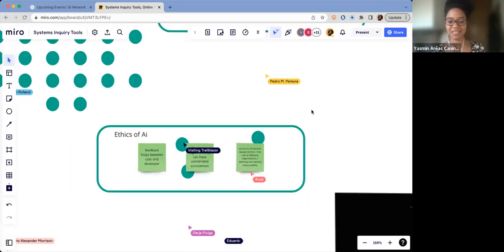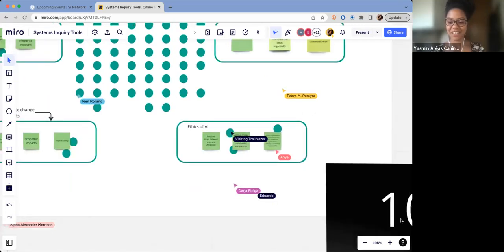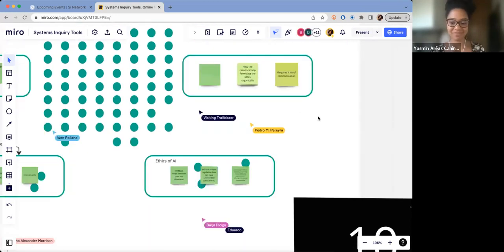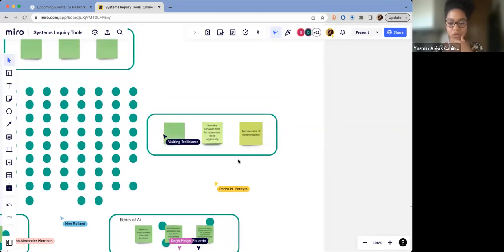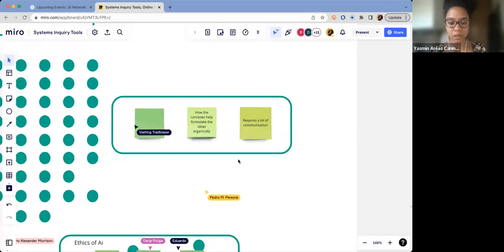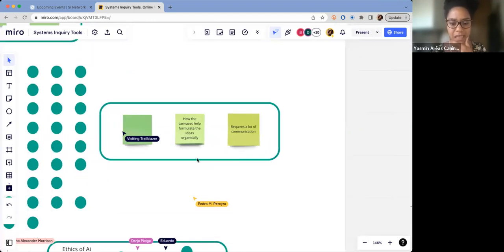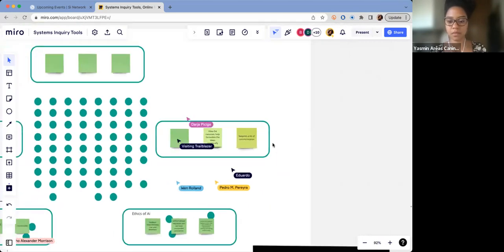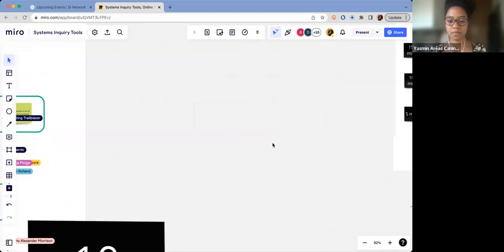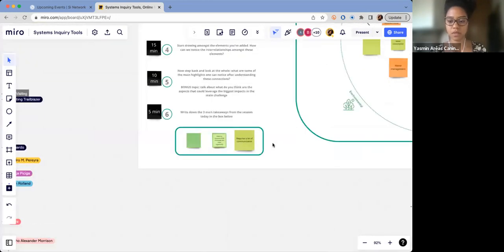Wow. Great. Thank you, Anya. Thank you, group 3. Very, very important topic nowadays, right? So yeah, we can go to group 4. You have here how the canvases help formulate the ideas organically and require a lot of communication. So would you quickly like to talk about that? Let's see if you have something here.